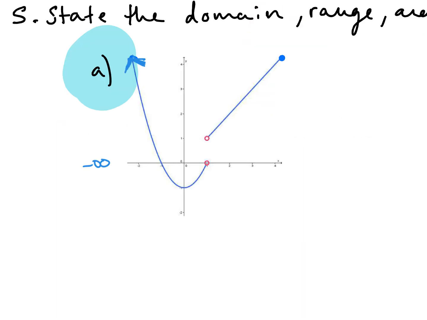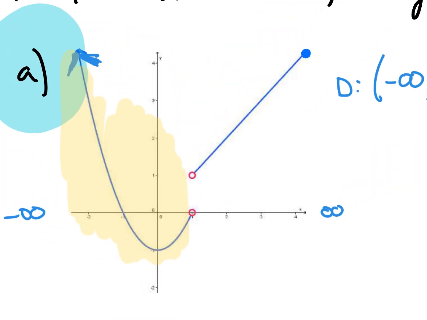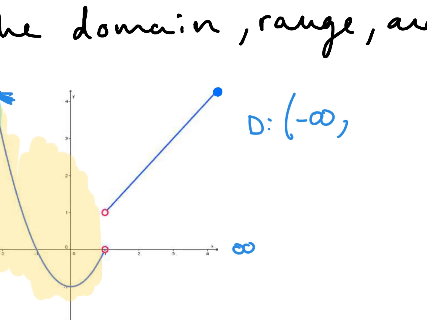An arrow means the graph goes on forever and ever and ever. So let's talk about domain. Left to right. Where does my domain start? Negative infinity. Do I have a bracket or a parenthesis? Okay, perfect. You can use all of these values on the x-axis up until what number? 1. Is 1 included at all on either piece of this graph? No. So your domain stops right here at 1.